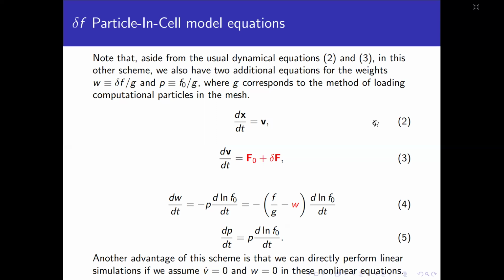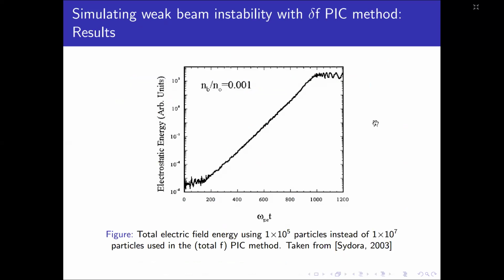And as you can see, also a very important advantage of this scheme is that we can directly perform linear simulations if we write these equations in a linear form, right? Okay, so let's go back to the problem of the weak beam instability. And for example, if we use this delta F particle in cell, we obtain these results. And as you can see, it's a huge difference, right?